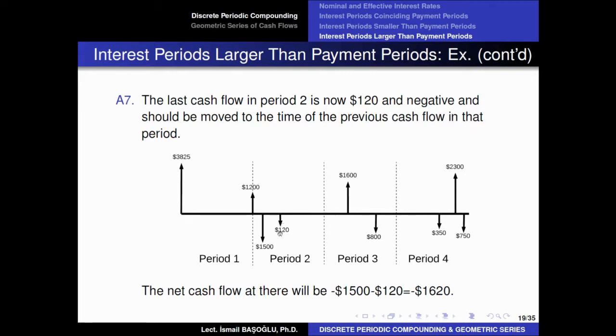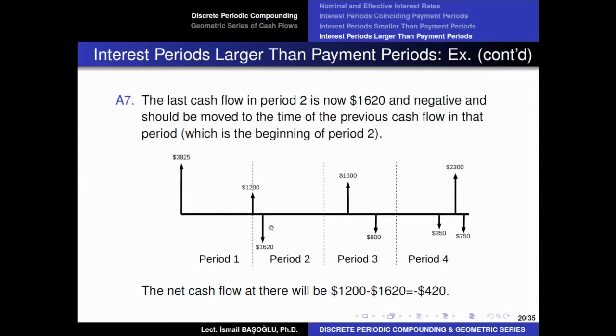Now, a negative 120 is the last cash flow. We will take it to the left to the previous cash flow, and the net cash flow there is going to be minus 1,620, and the net cash flow is calculated here. And finally, during this period, the last cash flow is 1,620, and we will just move it left again. And the net cash flow at the beginning of period 2 will become minus $420.